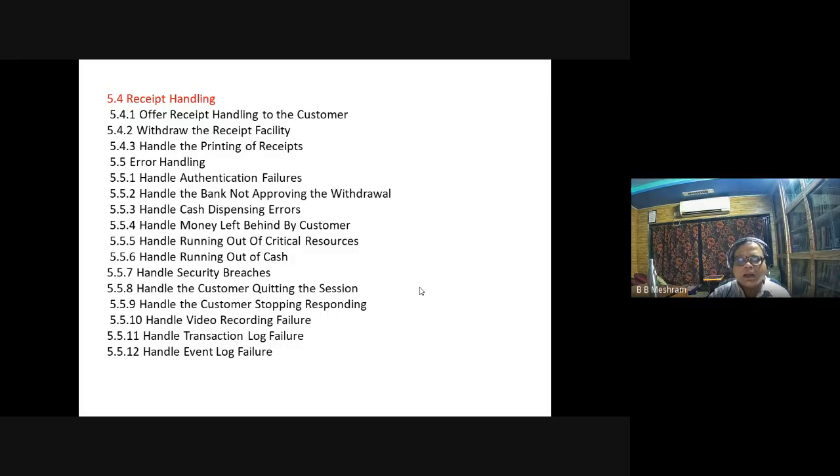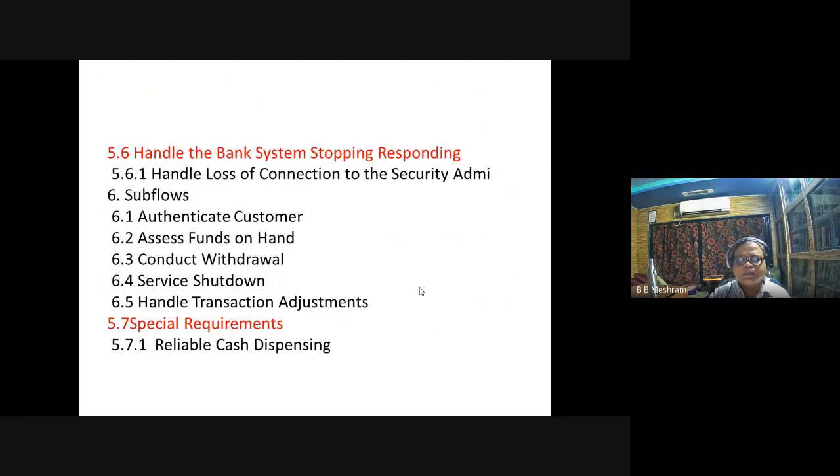Error handling. Handle authentication failure. Handle the bank not approving the withdrawal. Handle cash dispensing errors. So there are various scenarios under the receipt handling. Then you can handle the bank system stopping responding, handle loss of connection to the security administration, and subflows are authenticate customer, assess funds on hand, conduct withdrawal, service shutdown, handle transaction adjustment, and special requirement is reliable cash dispensing.